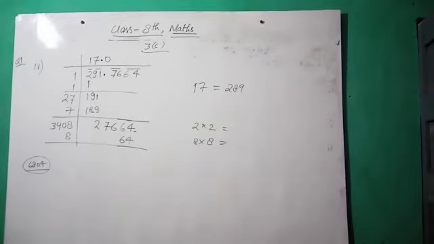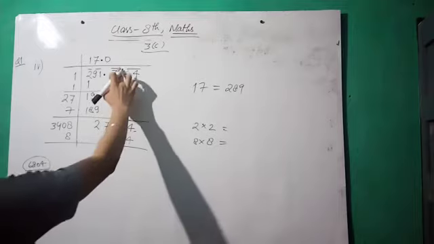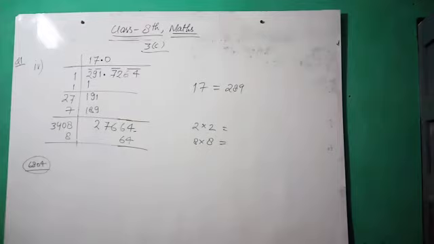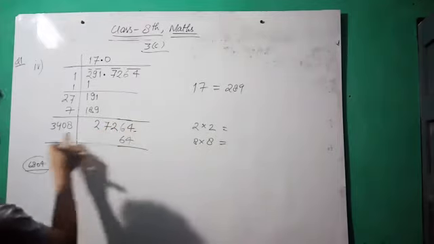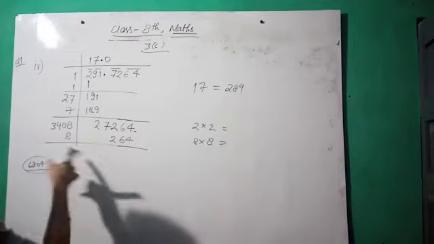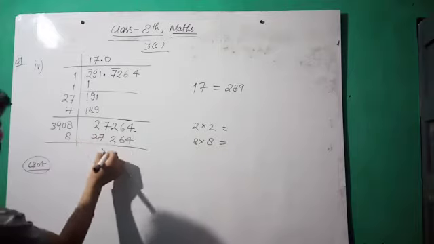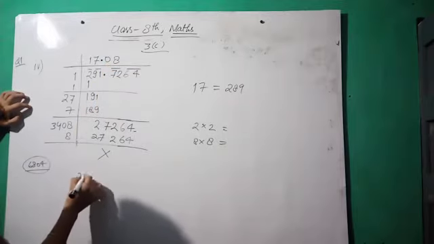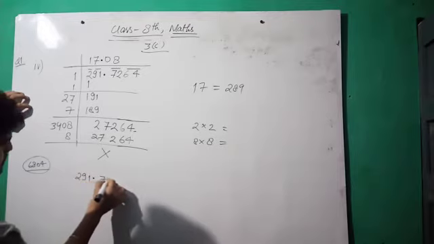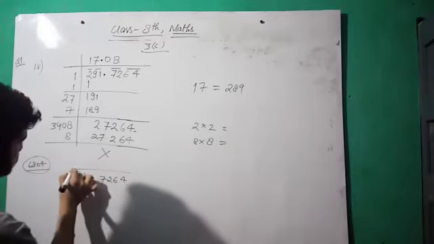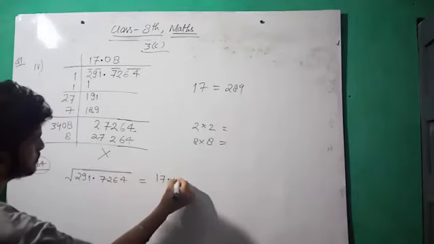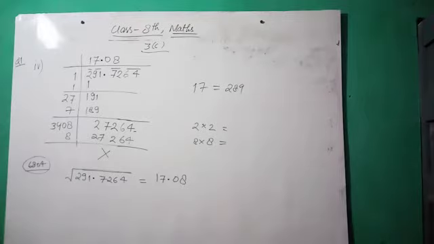Sorry, one more mistake. We can change this question. The actual question is 291.7264. So 8 times 4 is 32. Then 3 carry, 8 times 3 is 24 and 3 is 27. So this is the square of 17.08, and we can write the square root of 291.7264 equals 17.08. So this is the answer of this question.